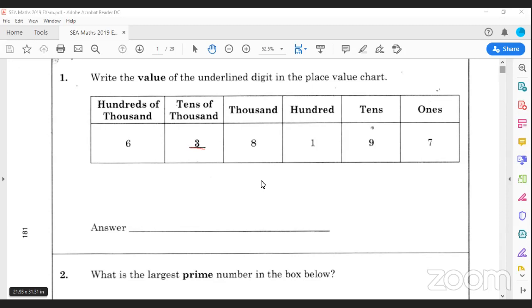Let's begin. The first question is to write the value of the underlined digit in the place value chart. The underlined digit we have here is the 3. The 3 is in the tens of thousands column. So the value of this 3 would be 3 multiplied by 10,000. So the value of this 3 is 30,000. Good, so let's go on to our second question.